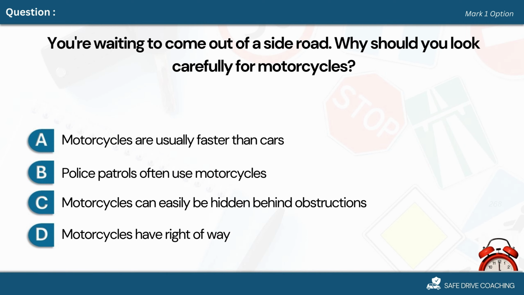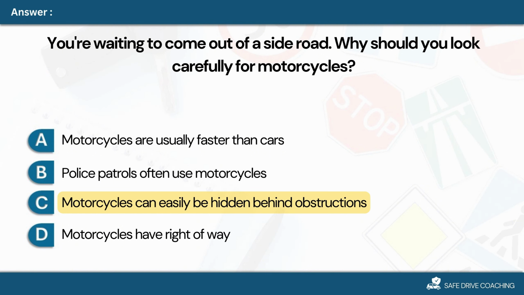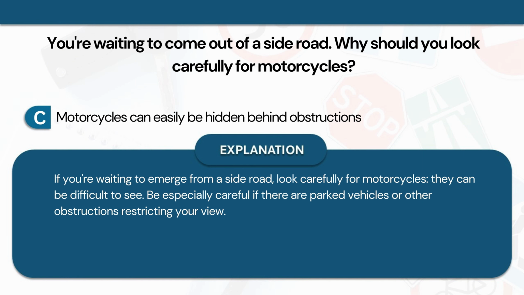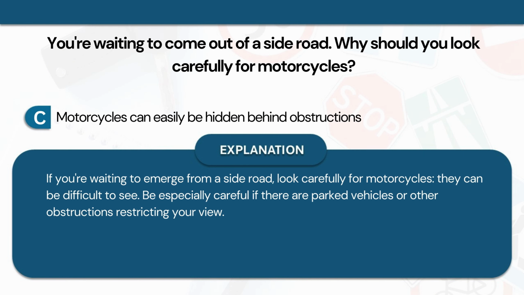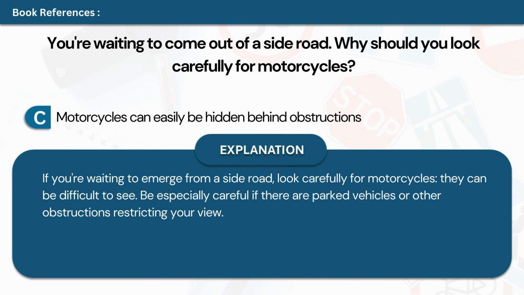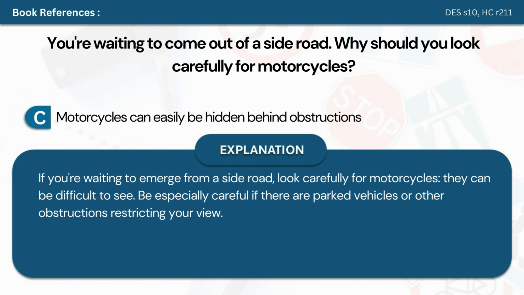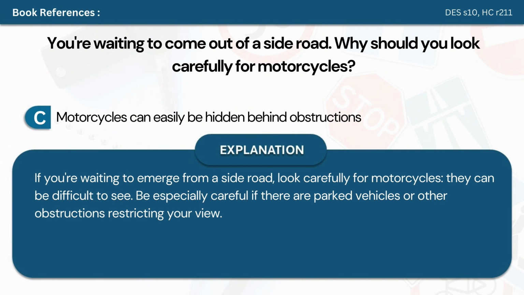The correct answer is C. Motorcycles can easily be hidden behind obstructions. If you're waiting to emerge from a side road, look carefully for motorcycles. They can be difficult to see. Be especially careful if there are parked vehicles or other obstructions restricting your view.